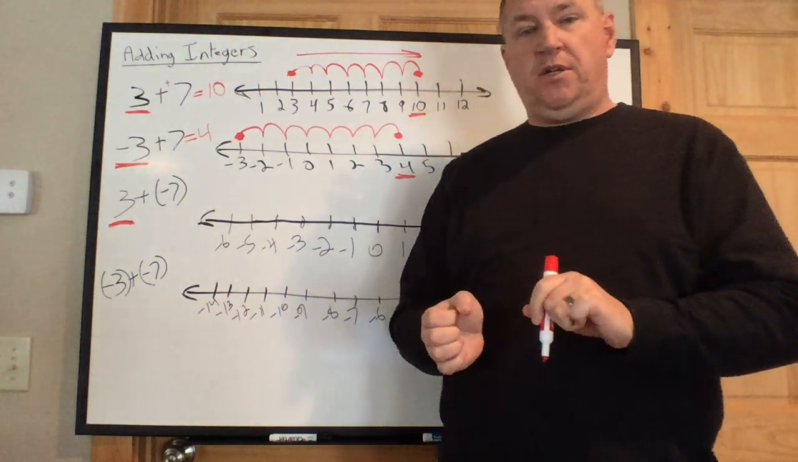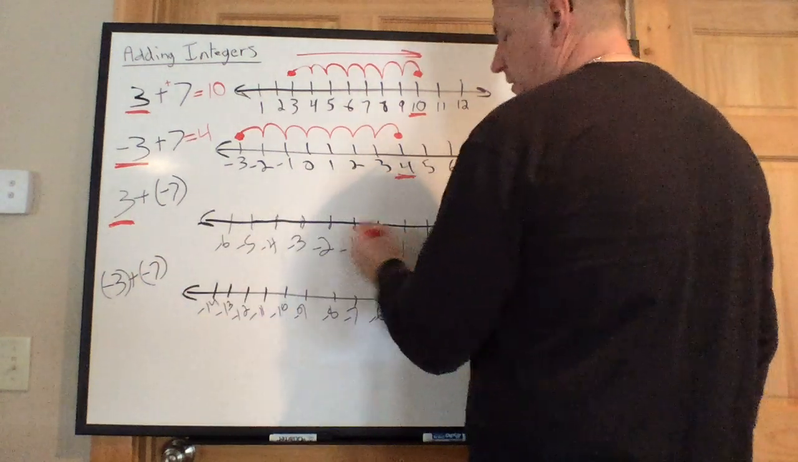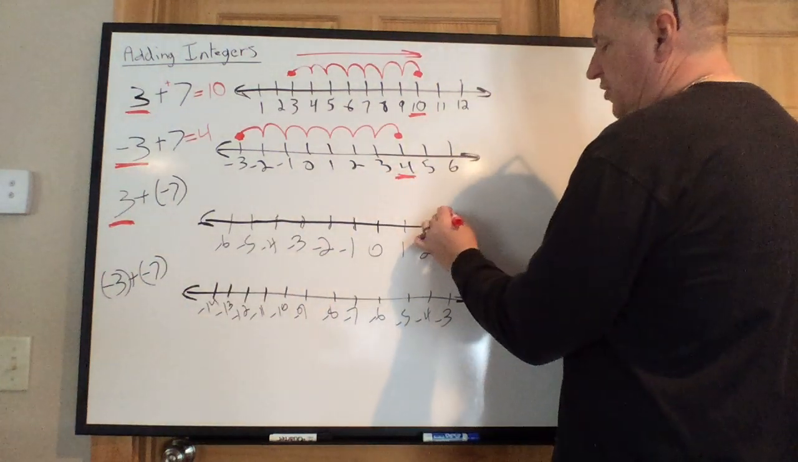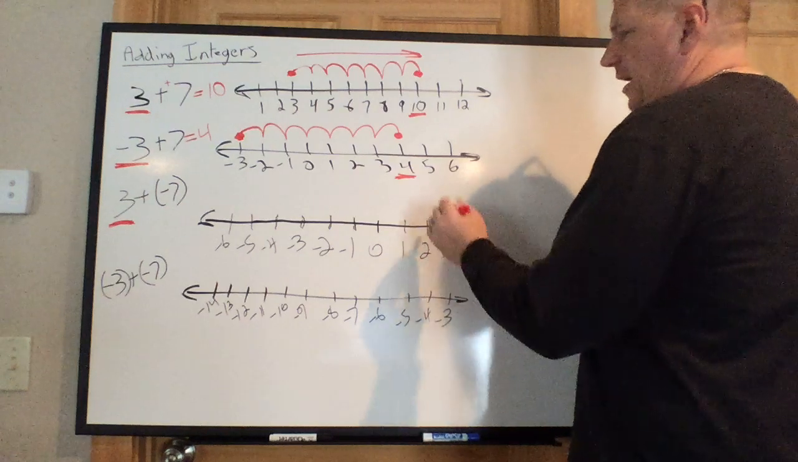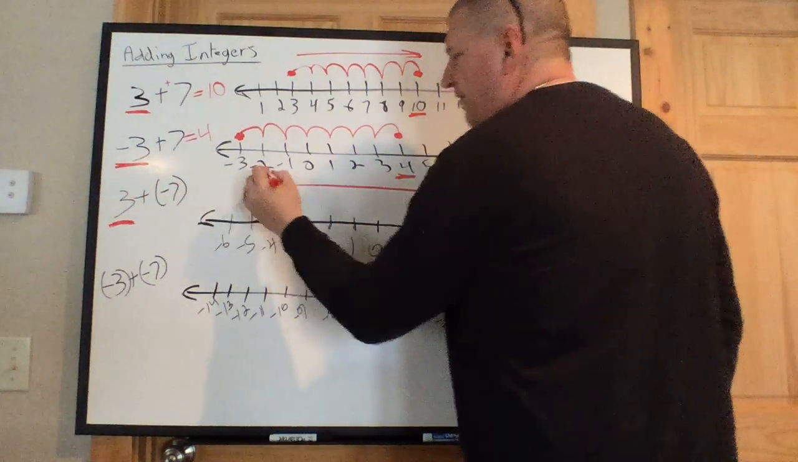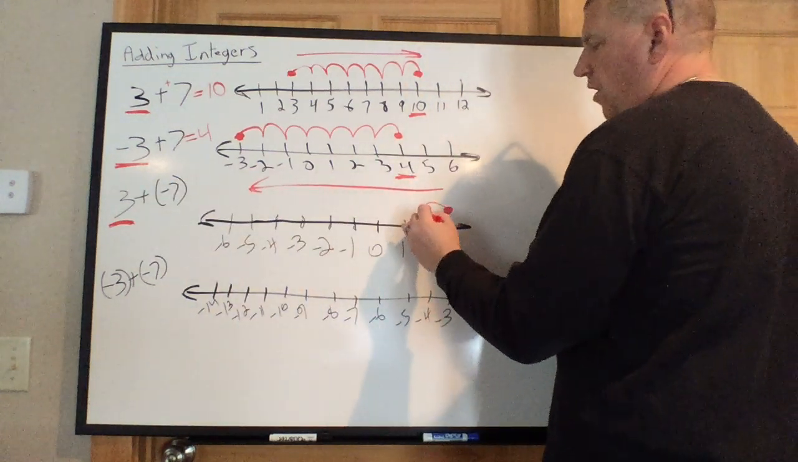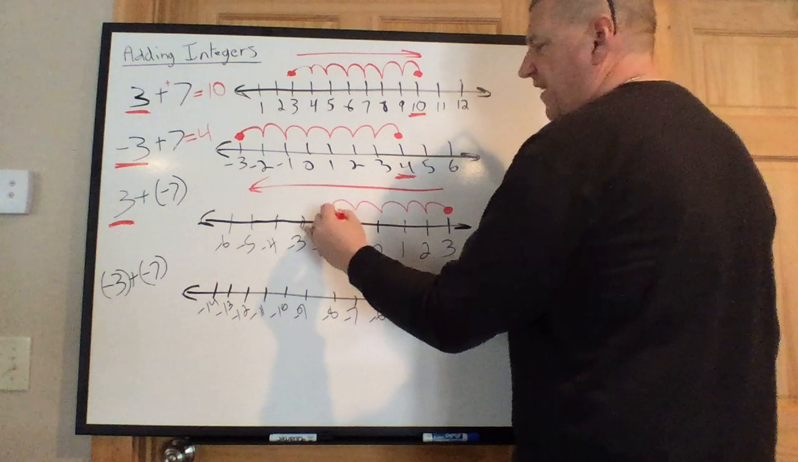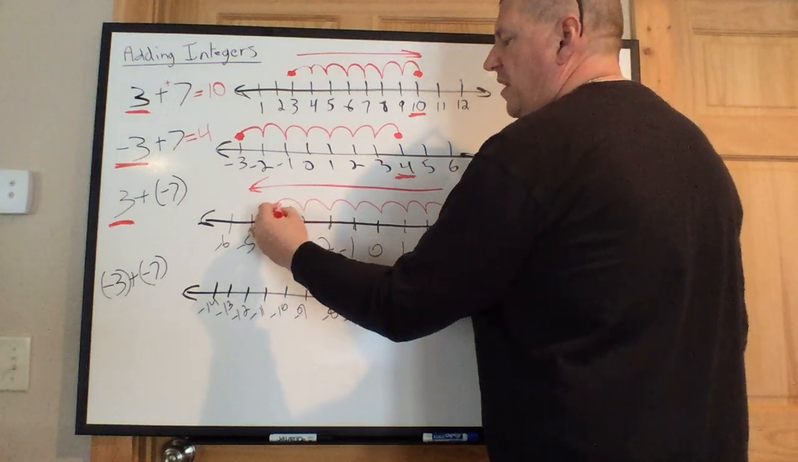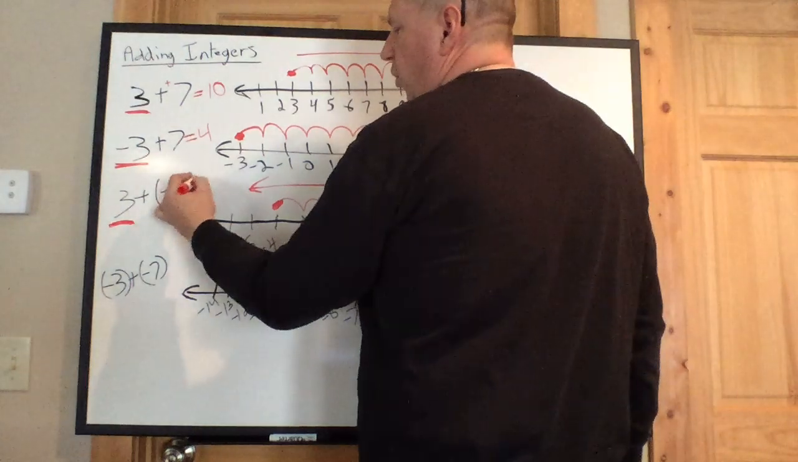So again, starting at positive 3, that is my starting point. There's my big dot. We're adding a negative number, so we're going to move to the left. It tells me I'm going to move 7 spaces. 1, 2, 3, 4, 5, 6, 7. That gets me to my final solution of negative 4.